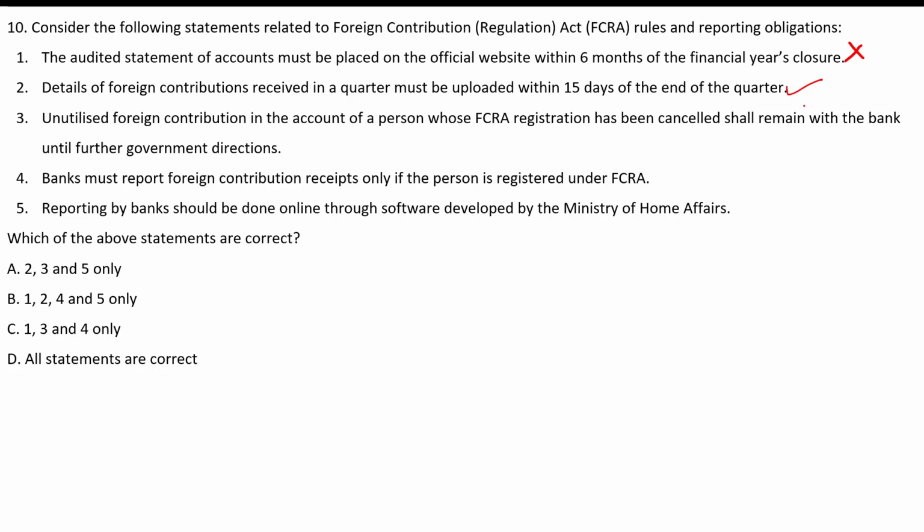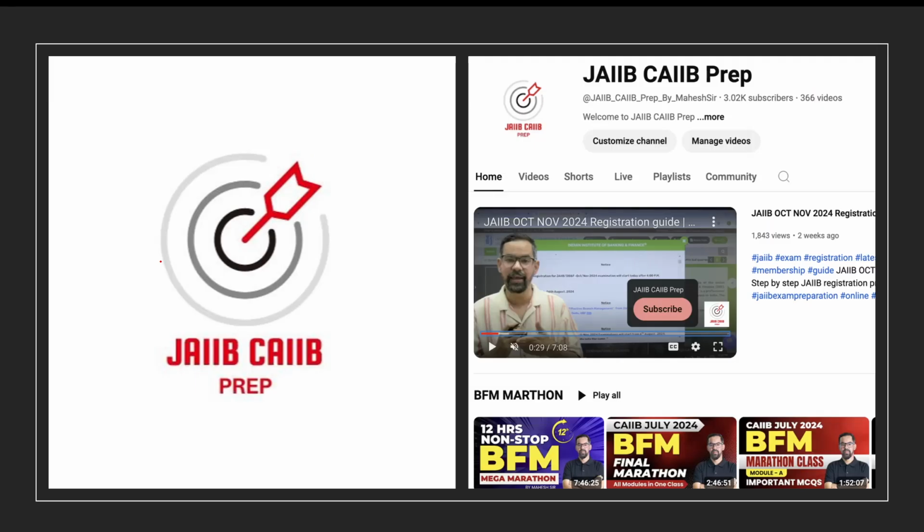Unutilized foreign contribution in the account of a person whose FCRA registration has been cancelled shall remain with the bank until further government direction. Yes, this statement is correct. Bank must report foreign contribution received only if the person is registered under FCRA. No, bank must report every foreign contribution transaction. So this statement is not correct. Reporting by bank should be done online through software developed by the Ministry of Home Affairs. Yes, this statement is correct. So 2, 3, and 5 are correct. Option A is the correct answer for this question.